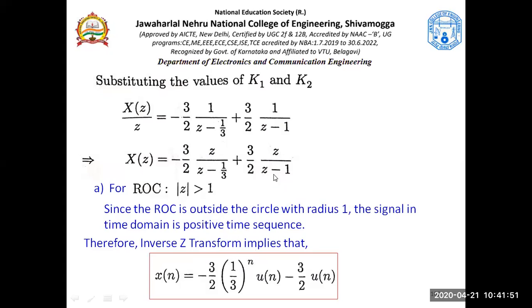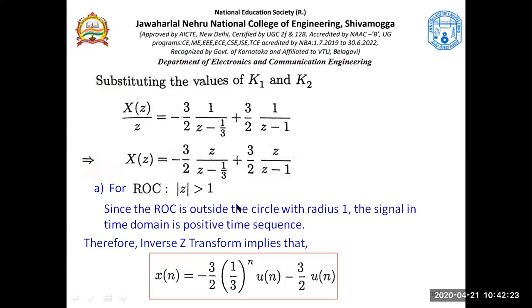z by z minus 1. It is u of n, because this is 1. This is 1 by 3 to the power n u of n because this is a positive time exponential. This is a unit step function. Positive time exponential, unit step function. Both are positive time sequences. Why is that so? Because the region of convergence is outside the highest pole, the highest value of pole.